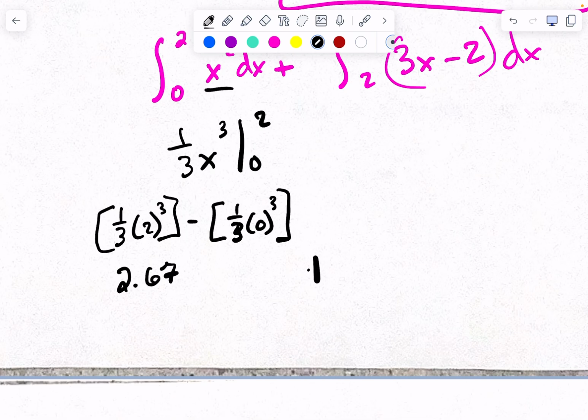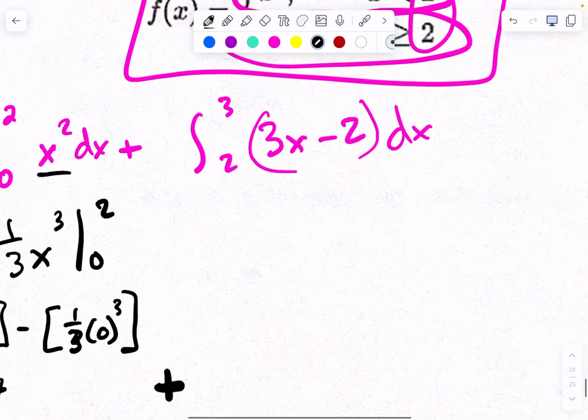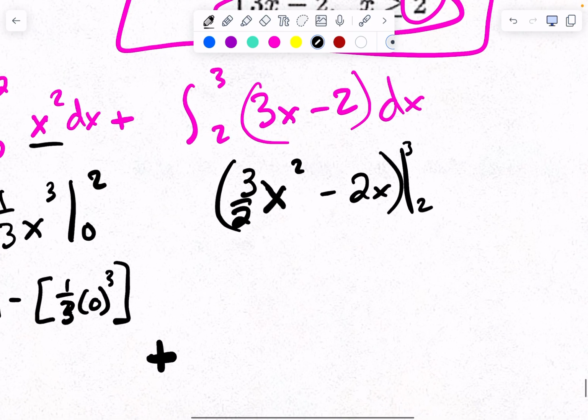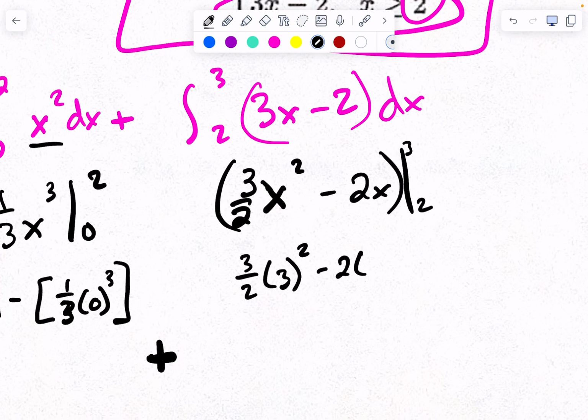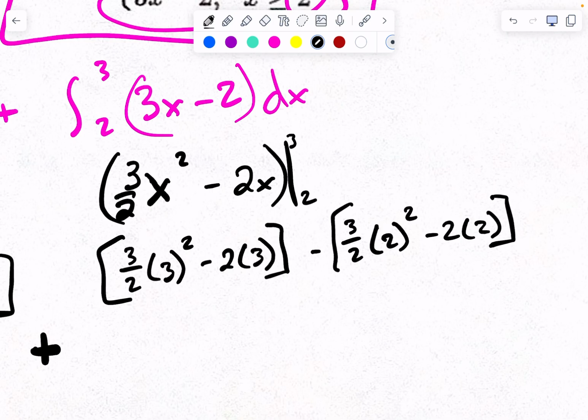Okay, then I'm going to add to that whatever this one is. So we're going to do the antiderivative of 3x minus 2. What's the antiderivative of 3x? 3 over 2 x squared, right? Minus 2x. And now I'm going to plug in 3 and 2. Plug in 3 first. So 3 over 2 times 3 squared minus 2 times 3. And then minus what I get when I plug 2 in. 3 over 2 times 2 squared, minus 2 times 2. And I get a bunch of stuff.